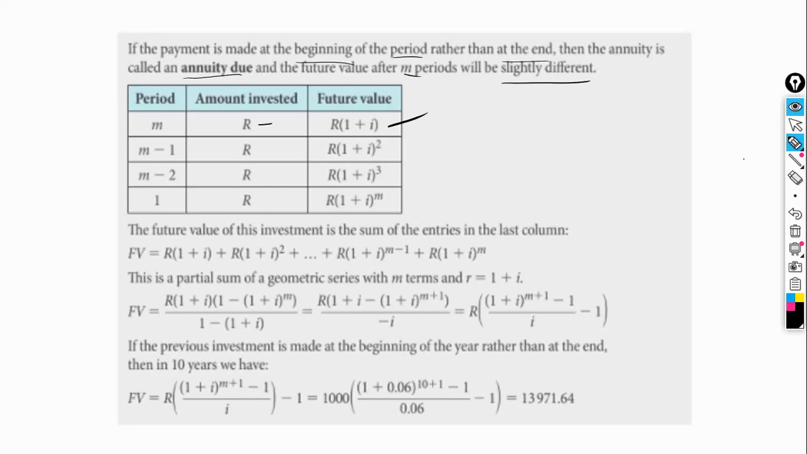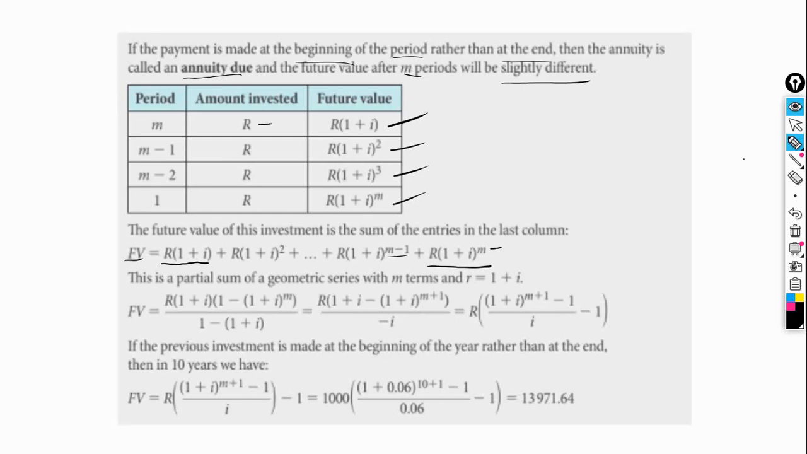But you're going to get a future value of R times 1 plus I. Then the next year you're going to get this, the following year you get this, the next year you get this, and so forth. So that means that the final value is going to change a little bit because the first term of the sequence is not going to be R by itself, but R times 1 plus I. And then we always reach the value, in this case, of R times 1 plus I to the power of m, and not m minus 1 as happened previously.